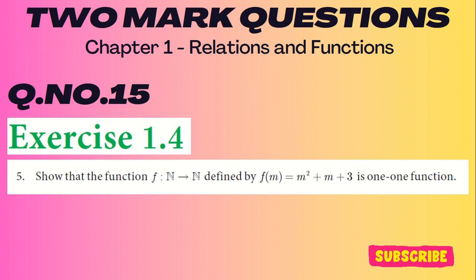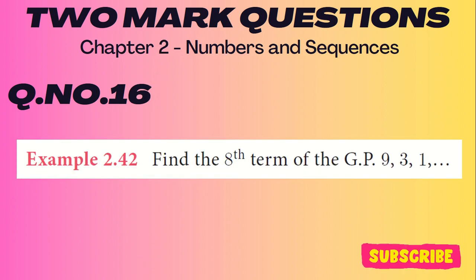Question number 15, exercise 1.4: show that the function f from N to N defined as f of m is equal to m square plus m plus 3 is a one-to-one function. So we need to prove the one-to-one function. That is stated to be a very important sum. Then go to question number 16.